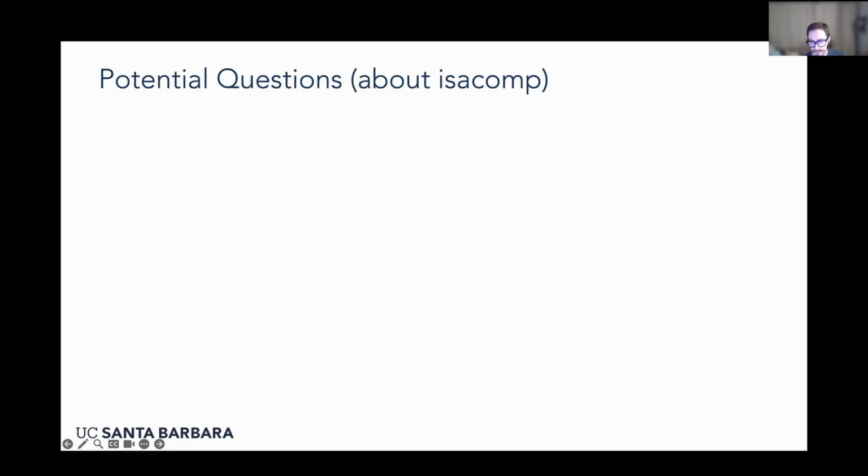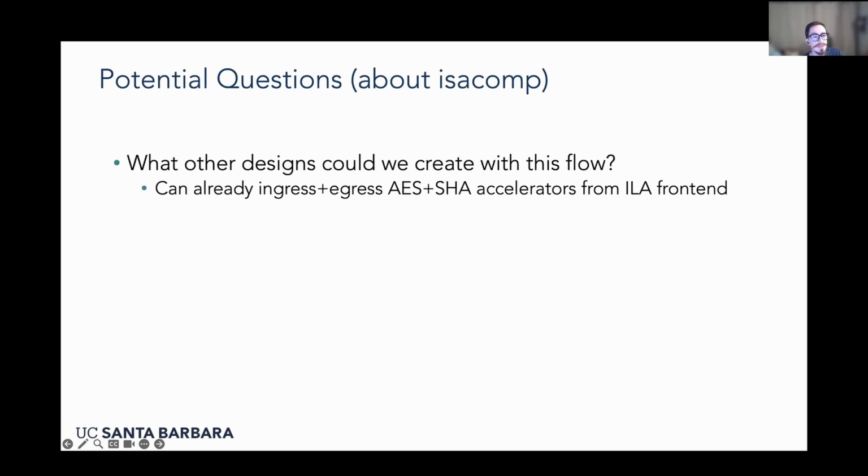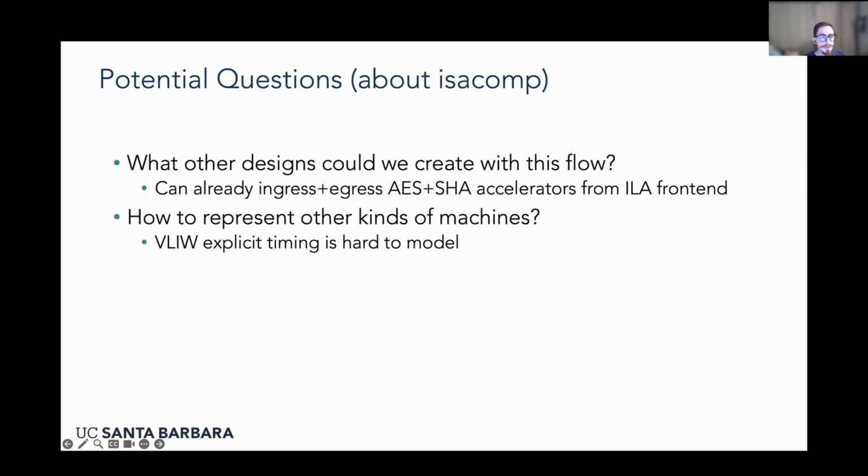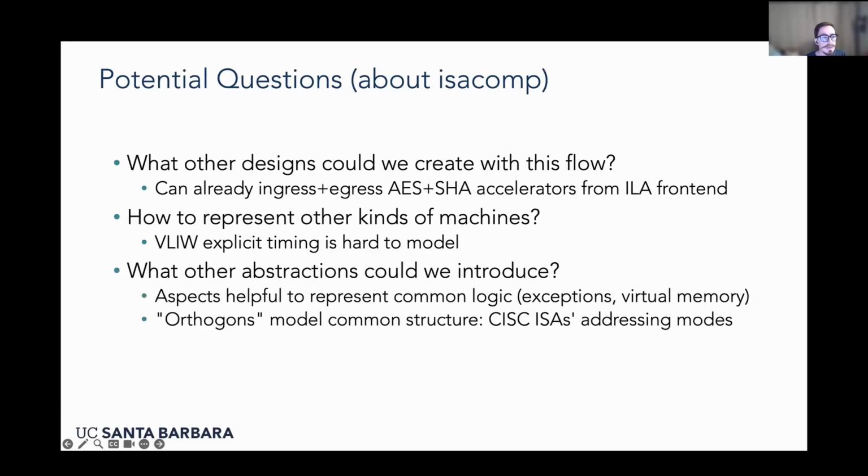Some potential questions I would love to chat with people about in general. What other designs could we create with this flow? What kinds of accelerators, other things? Inspired by Andrew Alex, who's here, I was able to ingress and egress AES and SHA accelerators from ILA. Can we represent other kinds of machines? VLIW is one that I've been having a hard time figuring out how to make work internally. What other abstractions could be introduced? As I say, I don't really have a ton of abstractions here.